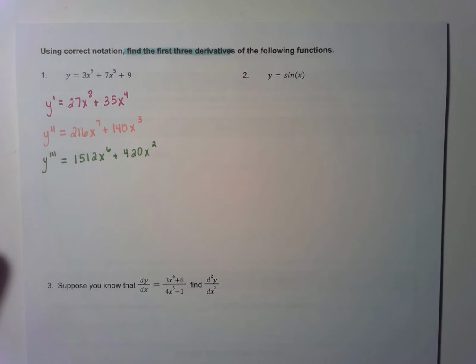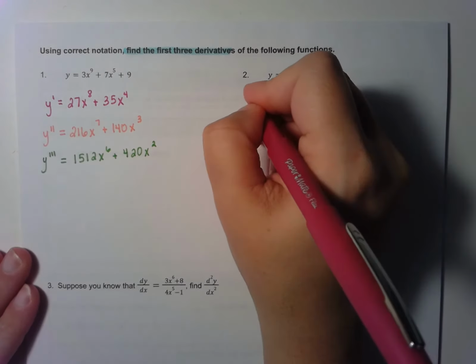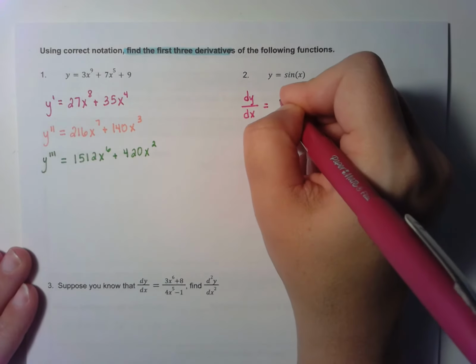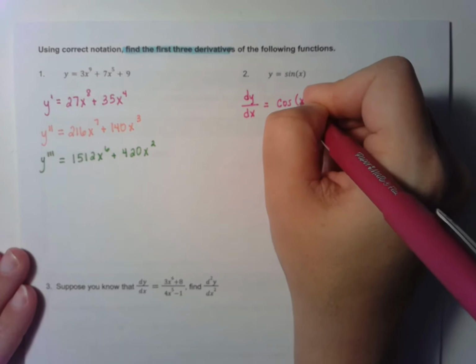For the next problem, I'm going to use the different notation. I'm going to use dy over dx just so that we can practice that one. So my original function here is sine. The first derivative would be cosine of x.